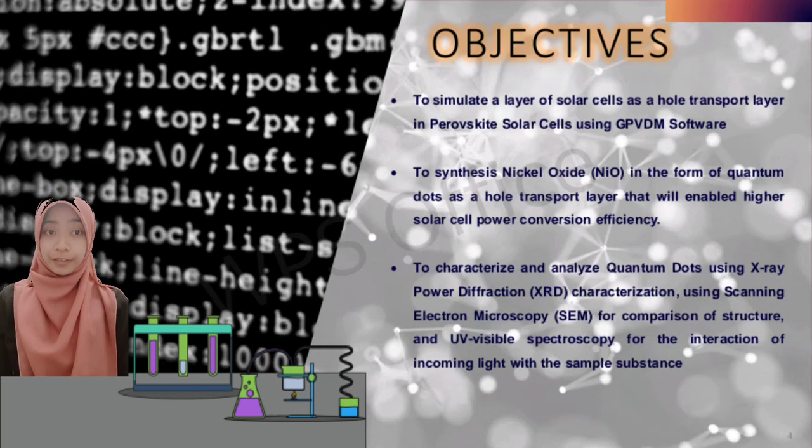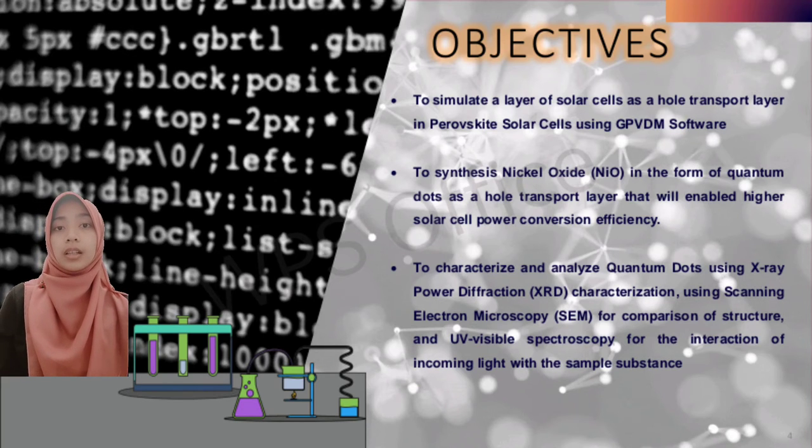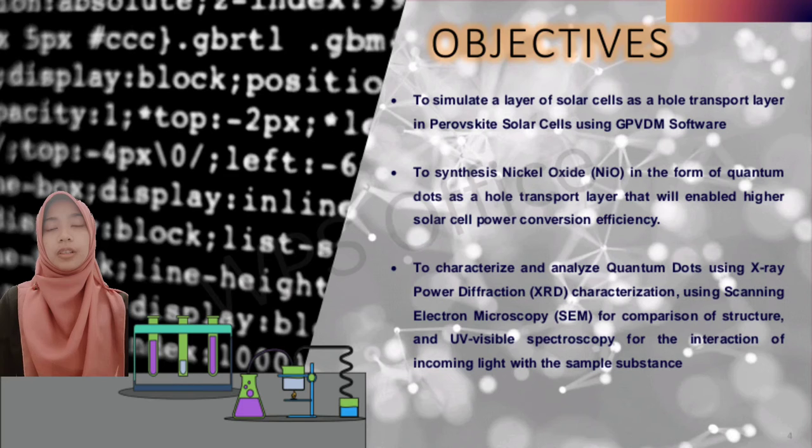Next, for the objectives, first is to simulate a layer of solar cell as a Hall transport layer in perovskite solar cell using GPVDM software. Second is to synthesize nickel oxide in the form of quantum dots as a Hall transport layer that will enable higher solar cell power conversion efficiency. And last is to characterize and analyze the quantum dots using X-ray powder diffraction, scanning electron microscopy for comparison of structure, and UV-visible spectroscopy for the interaction of incoming light with the sample substance.